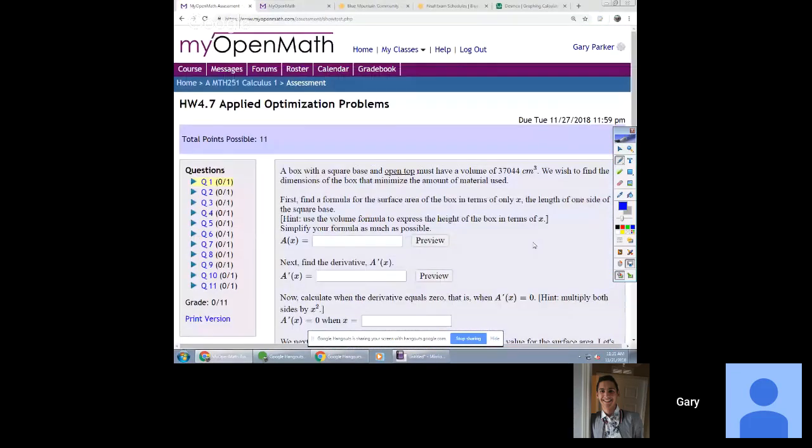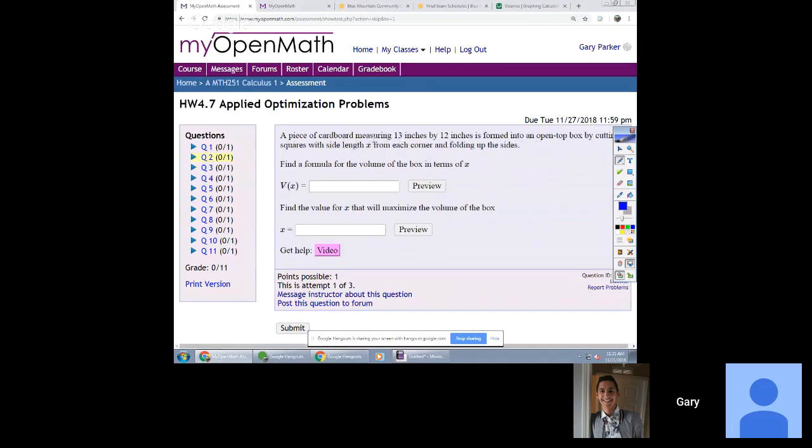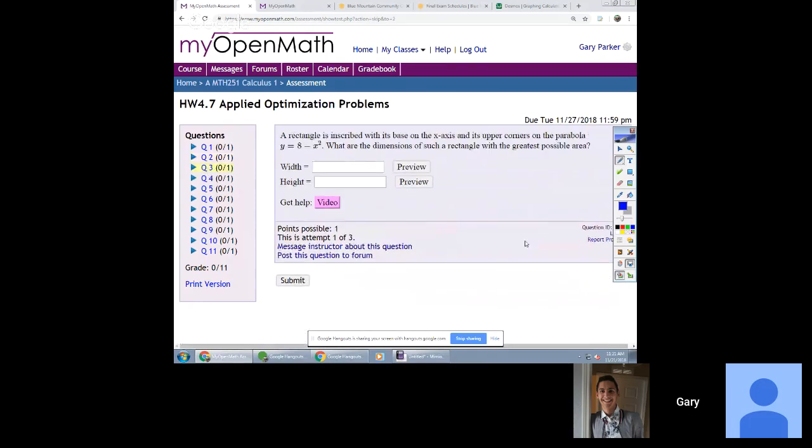All right, how about this box with the open top. It's kind of the reverse of the problem we had the other day. Yesterday we had a fixed surface area and we wanted to get a maximum volume. Here we're given the volume and we want to minimize the surface area of the box, which is like the can problem we just did. This is the problem we did in class yesterday. Okay, number 3 is a wee bit different. A rectangle is inscribed with its base on the x-axis and its upper corners are on the parabola. What are the dimensions of such a rectangle with the greatest possible area?